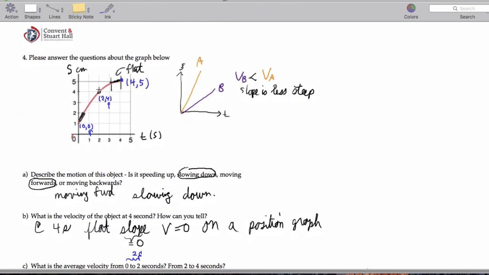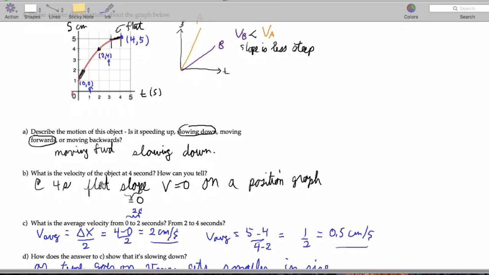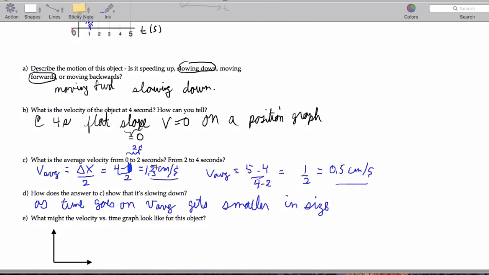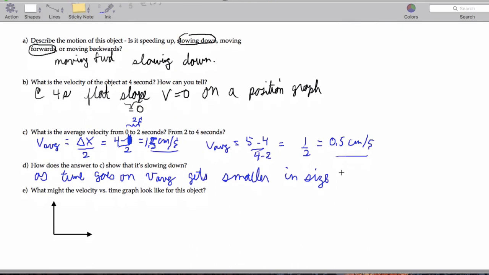Let me make sure I have that right. Let me double check this number. I said it was 4 minus 0 over 2. Let's be careful. That's not 0, 0. That's 0, 1. So let's go ahead and correct that. That's 4 minus 1 over 2, which is 1.5 centimeters a second. And this is 5 and 4. Yes, so we're good on that. So the average actually gets smaller in size as time goes on.